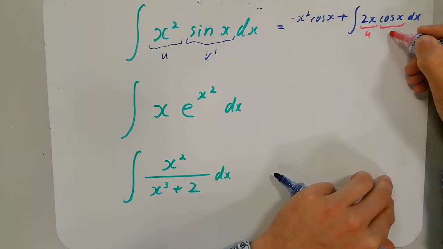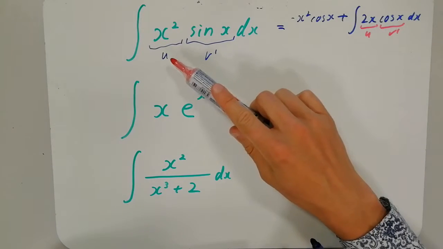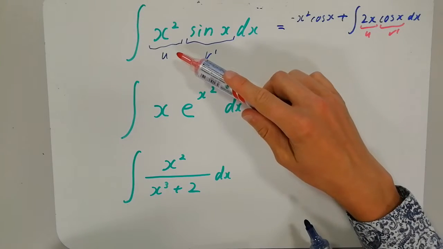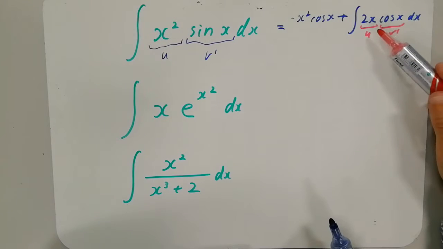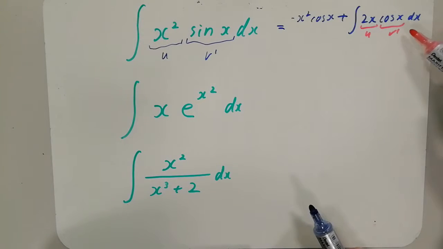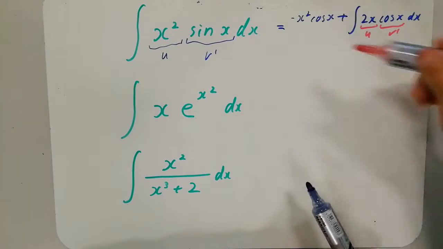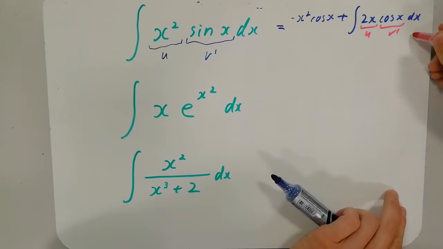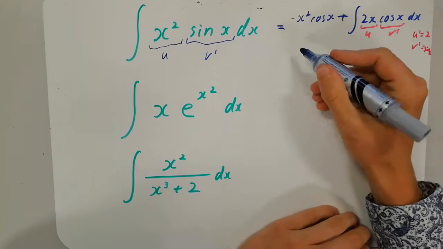U v dash. You'll always keep u and v the same basic function. So if we were differentiating the x squared, we'll now still differentiate the x. If we were integrating the sine, we'll now be integrating the cos. The reason for that is if you switch them around, it just takes you back to your original function. Okay, so we'll just do a quick little note. U dash equals 2, v dash equals sine x, and then we use by parts again.